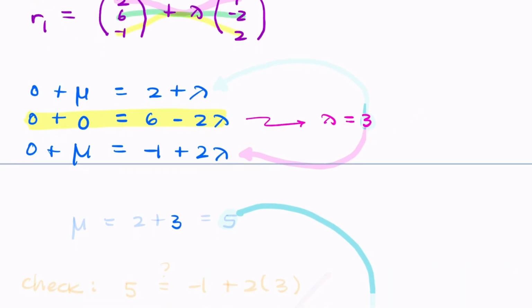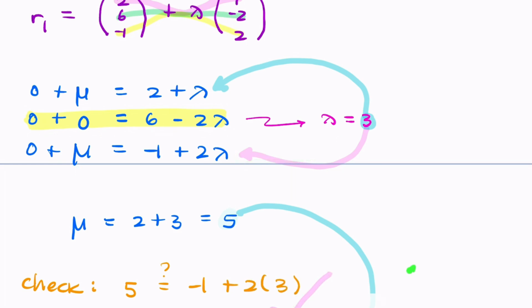And then we can substitute that back into our first equation. So I'm going to take that 3 and substitute it into there. So we've got mu equals 2 plus 3 equals 5. And then we can check to see whether our answer is correct by substituting it in there as well and checking if it actually works. So check, is 5 equal to -1 plus 2 times 3? The answer is yes. So therefore we have the right set of numbers.